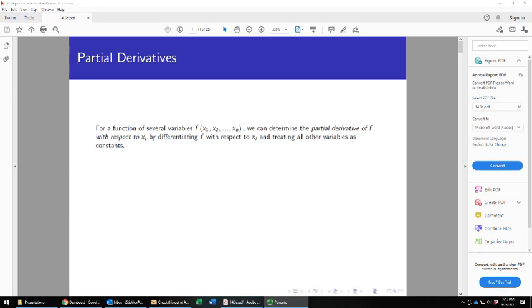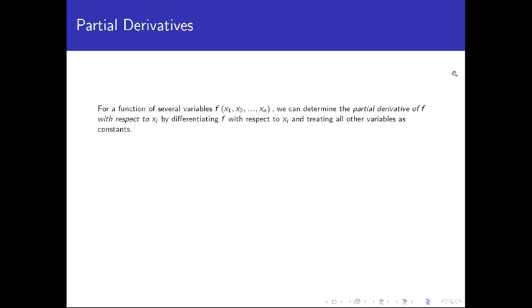In this video, we're going to talk about how to take partial derivatives of functions. So when we have a function of several variables, we can take the partial derivative by differentiating the function with respect to one of the variables and treat the rest of them like they're constants. Okay? That's how we're going to take our partial derivatives.